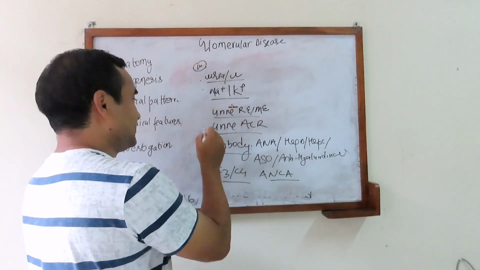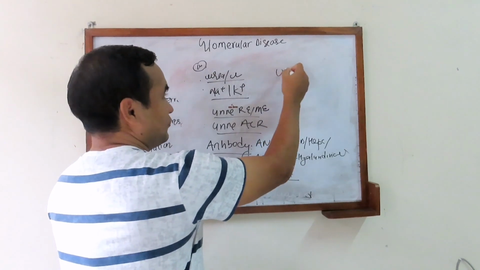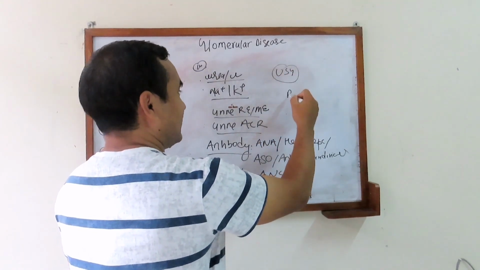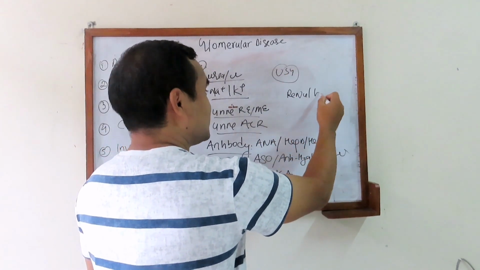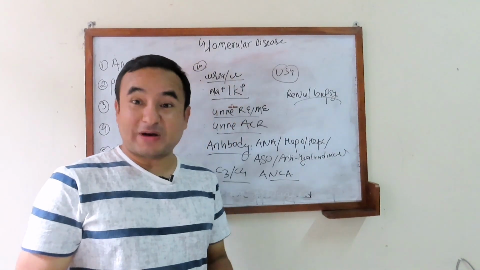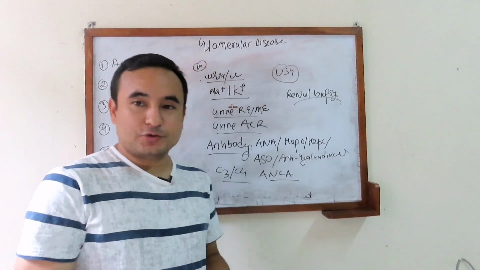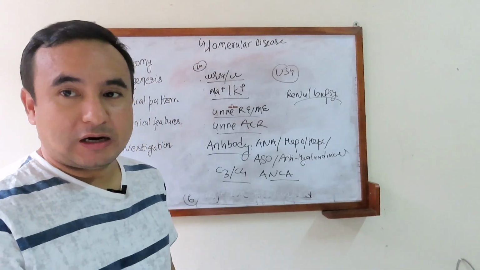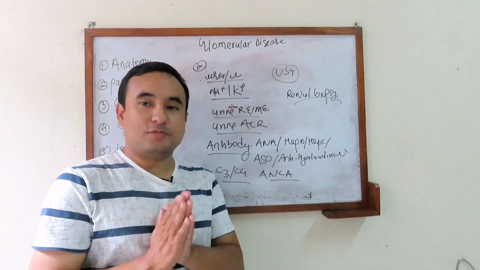So these are the tests, and definitely we also have to do an ultrasound to look at kidney size, and sometimes we require a renal biopsy to see the pattern of glomerular injury. So these are the tests we have to do to diagnose a patient with glomerular syndrome.